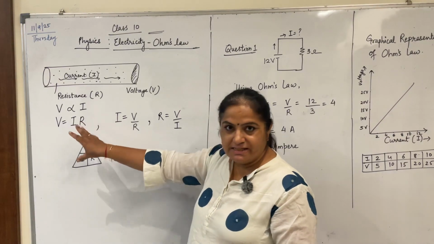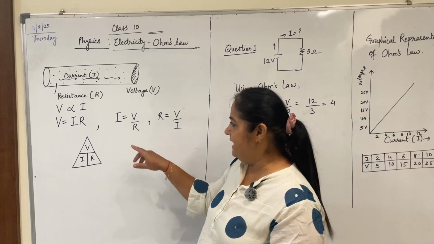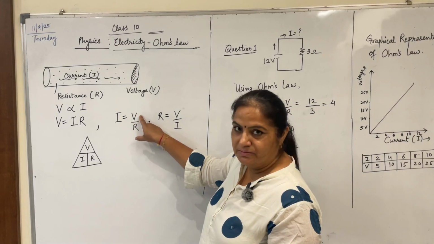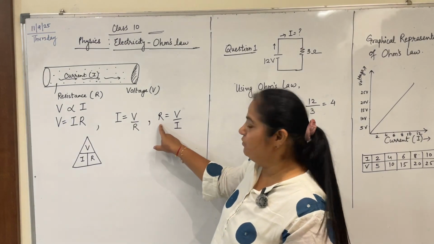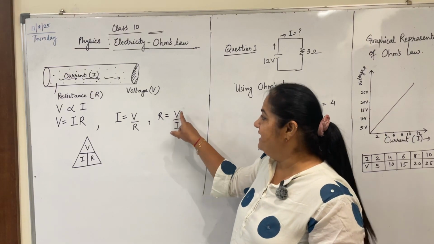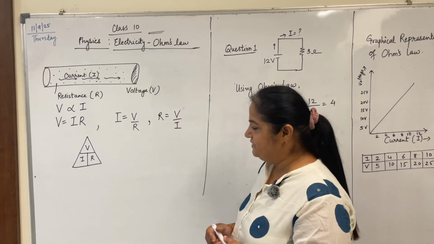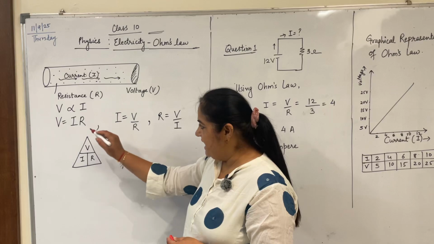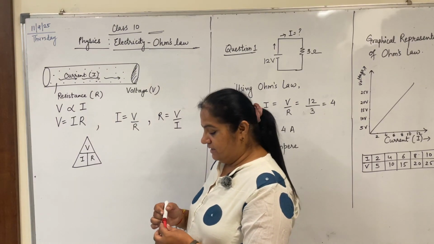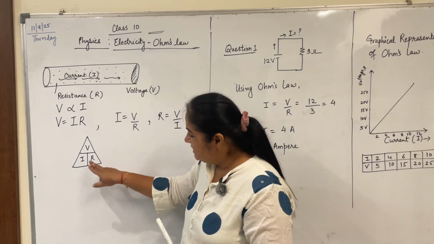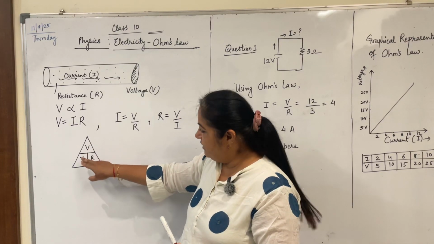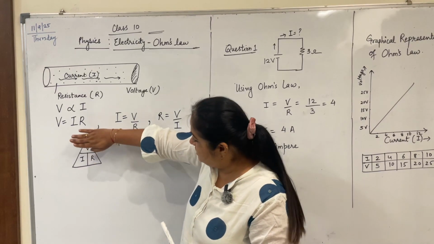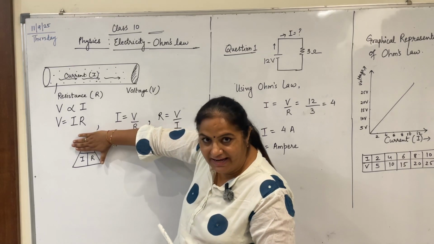We can also change this equation into two different forms. If you want to know what I is equal to, then I will be equal to V divided by R. If we want to know what resistance is equal to, then it is equal to V divided by I. You can very well understand this with this pyramid. To understand how we can modify this equation, let us take this pyramid. What is on the top is voltage and what is at the bottom is I and R. If you want to calculate the voltage, you have to multiply I and R.